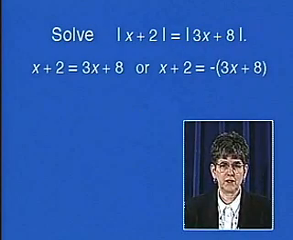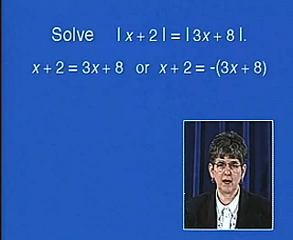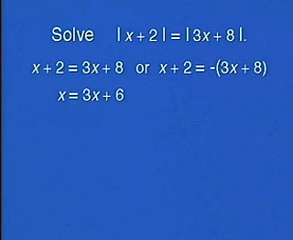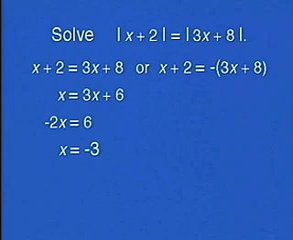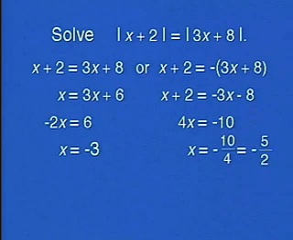We have x plus 2 equals 3x plus 8, or x plus 2 equals the opposite of 3x plus 8. Solving the first equation, we have x equals 3x plus 6, or negative 2x equals 6, or x equals negative 3. Solving the second equation, we have x plus 2 equals negative 3x minus 8, 4x equals negative 10, or x equals negative 10/4, which reduces to negative 5/2.